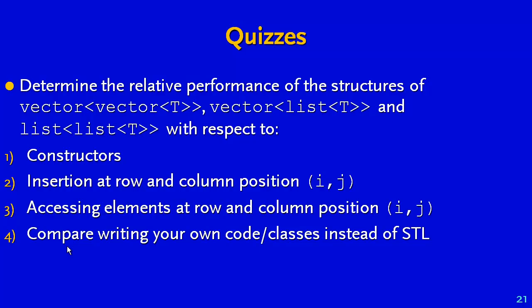Here are some quizzes. We talked about it before. A vector of vectors, a vector with an embedded list, and a list of lists. With the constructors, you have to create objects of these nested classes. Let's say I'm simulating a matrix. The outside row is your vector, or a list, and the inside J is my inner data structure. How do I insert at a row and column position? How do I manage it? Afterwards, how do I access the elements at a row and column position?